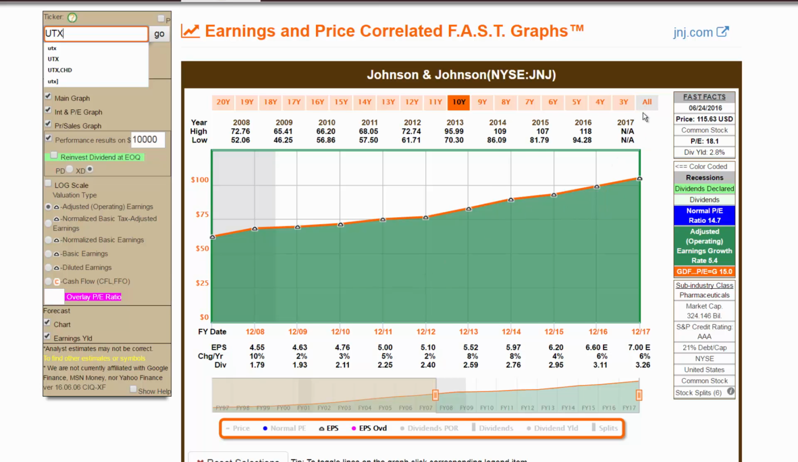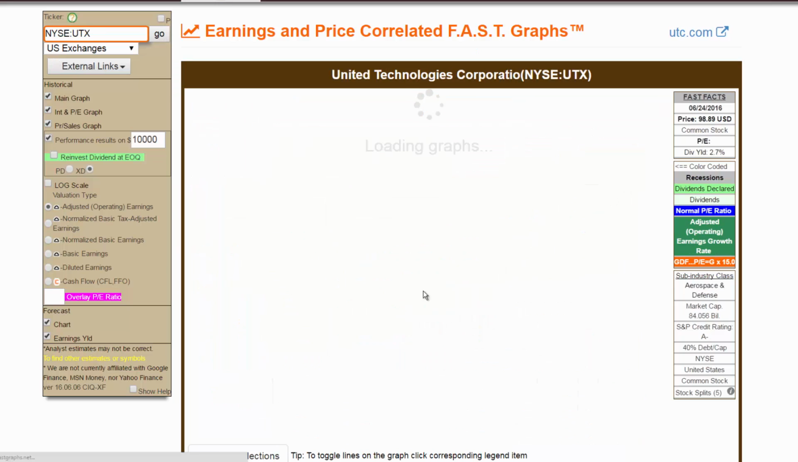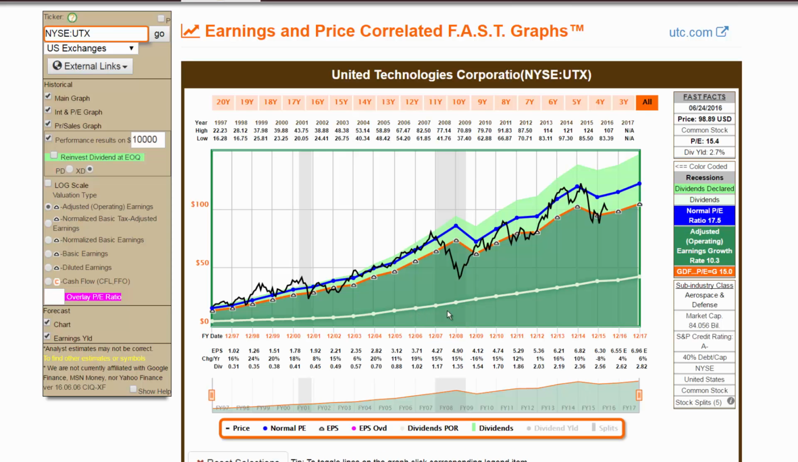In this example, my final example, I'm going to put United Technologies on here and kind of summarize what I've said and show you how this works. So if I look at United Technologies over this long time frame, I see that it was reasonably or close to being reasonably valued at the beginning of the graph. And then as I come to the end of the graph, it's just moderately overvalued at this point.